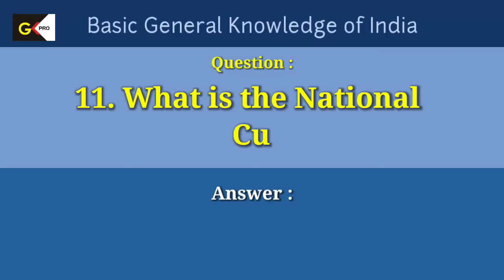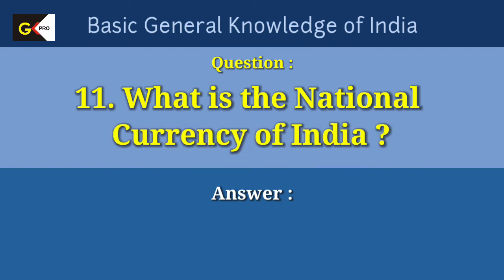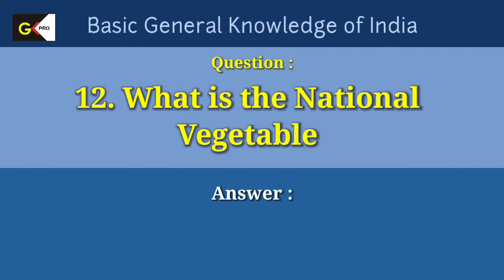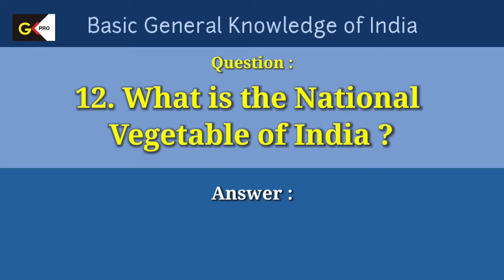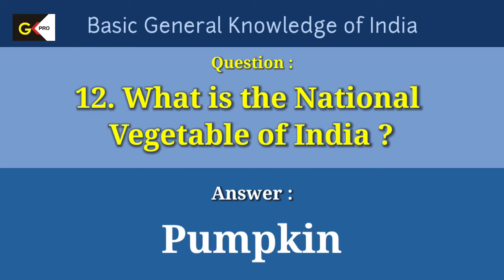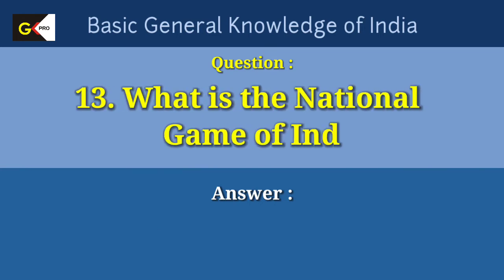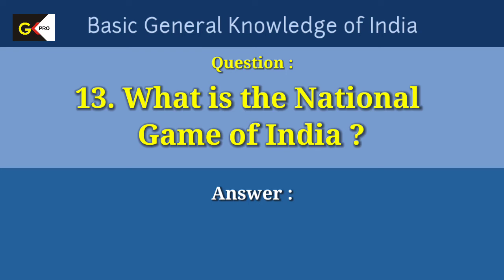Eleventh question. What is the national currency of India? Answer is Rupee. Twelfth question. What is the national vegetable of India? Answer is pumpkin. 13th question. What is the national game of India? Answer is hockey.